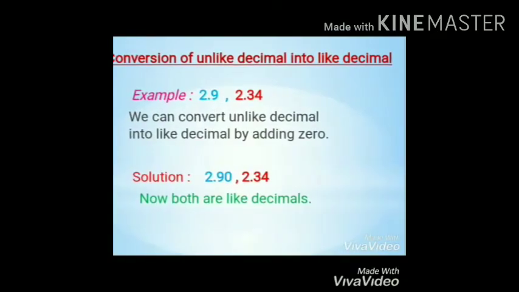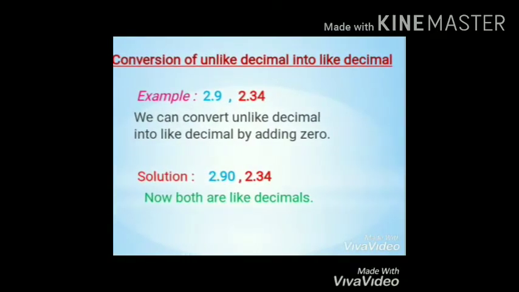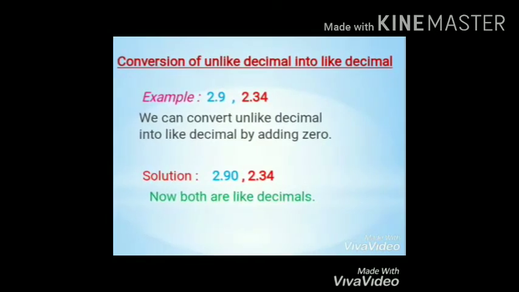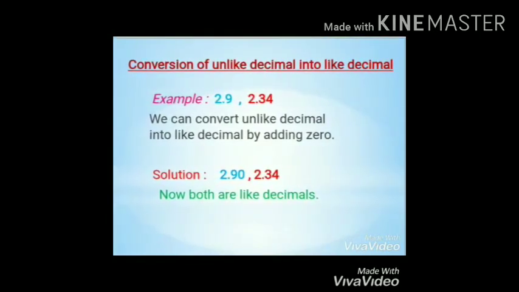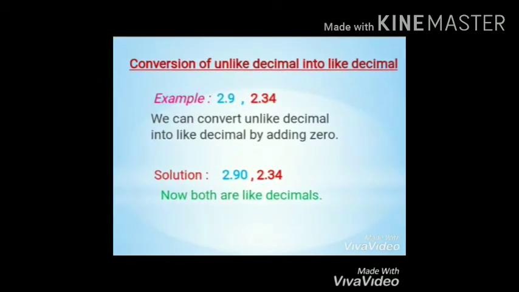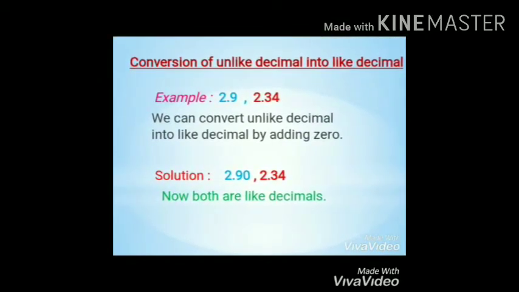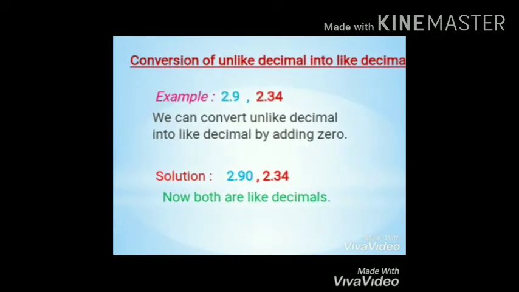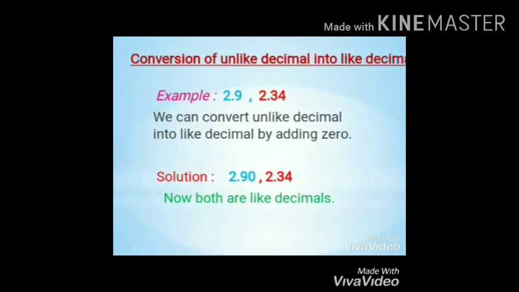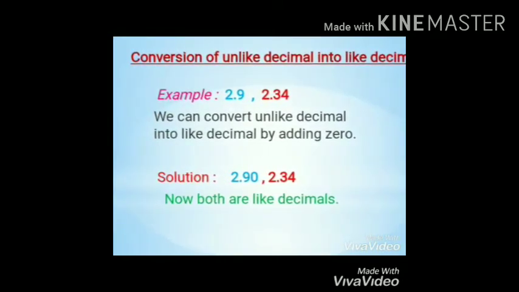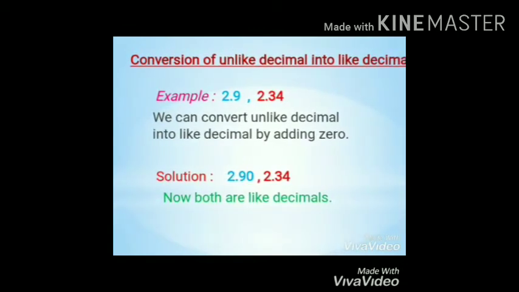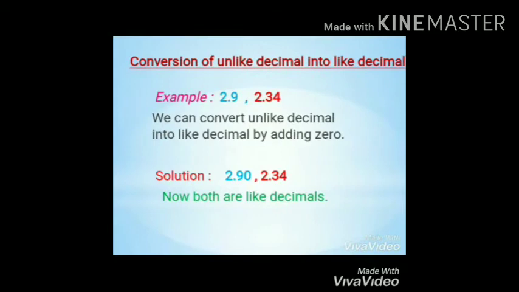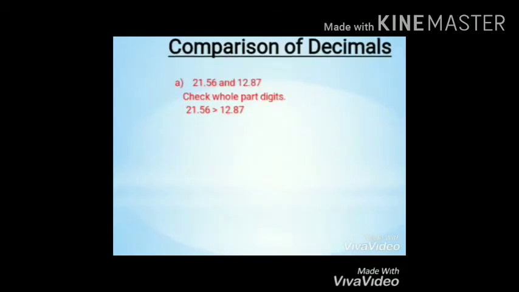To convert an unlike decimal into like decimal, we have to add a 0 on it. As you can see here, 2.9 and 2.34 both are unlike. So what we have to do, just add a 0 after 9. So it is 2.90 and the next number is 2.34. So now you can see both are like decimals now.